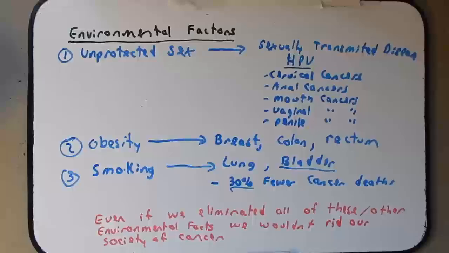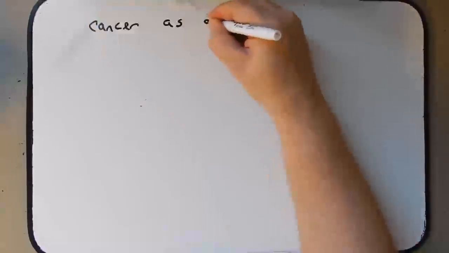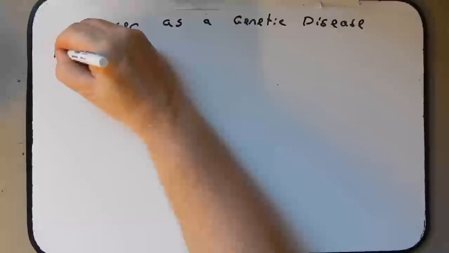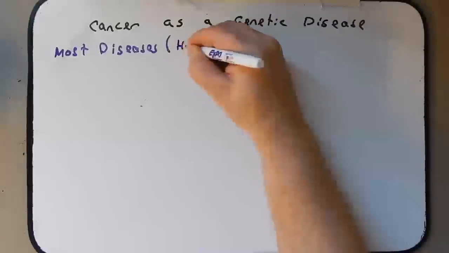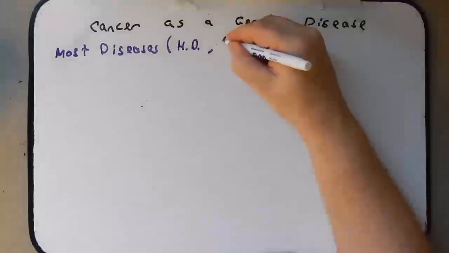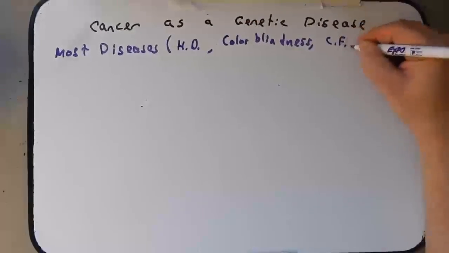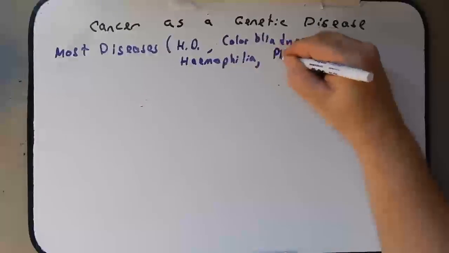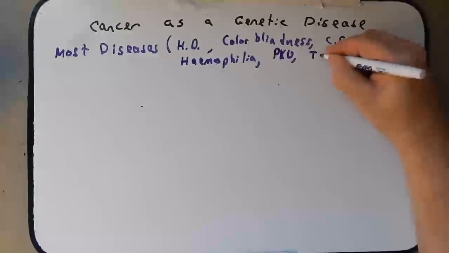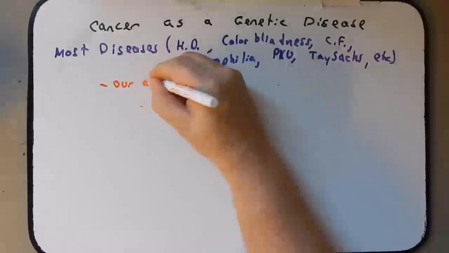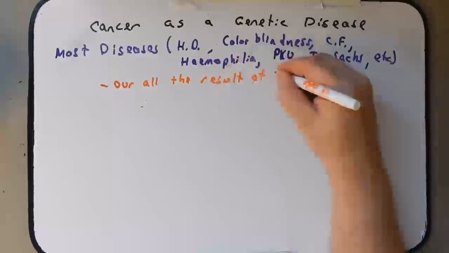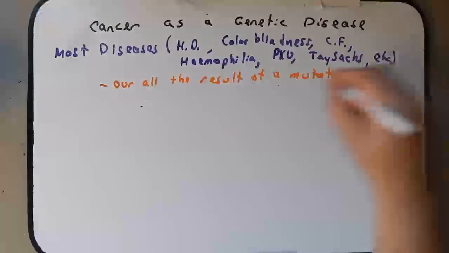So let's talk about the genetic aspect of cancer next. So, cancer as a genetic disease. Now, most diseases like Huntington's disease, color blindness, cystic fibrosis, which I'll just put CFS, hemophilia or PKU, Tay-Sachs, and many others are all the result of a mutation in a single gene.